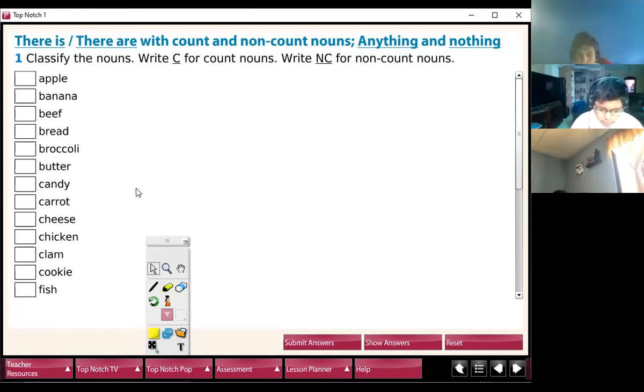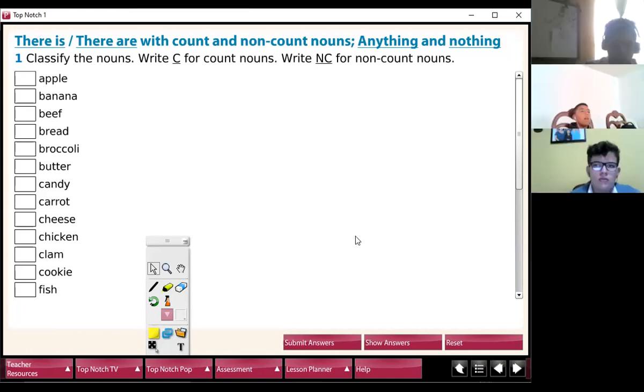Matias Cabrera. The first one, apple. What do you think? Is it count or non-count? C or NC? Count or not count? Sí. Count, right? Because it's one apple and you can count. C. Next one.